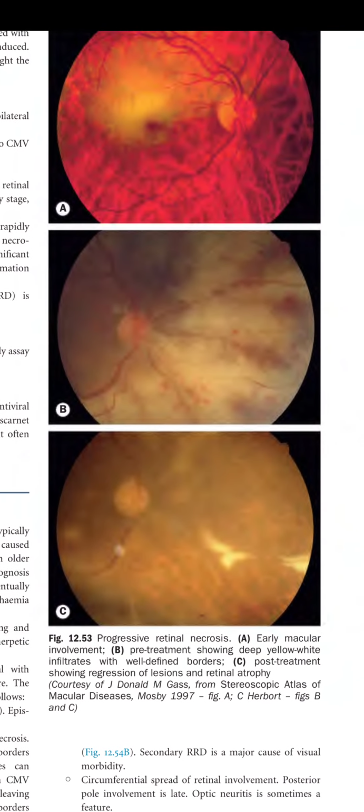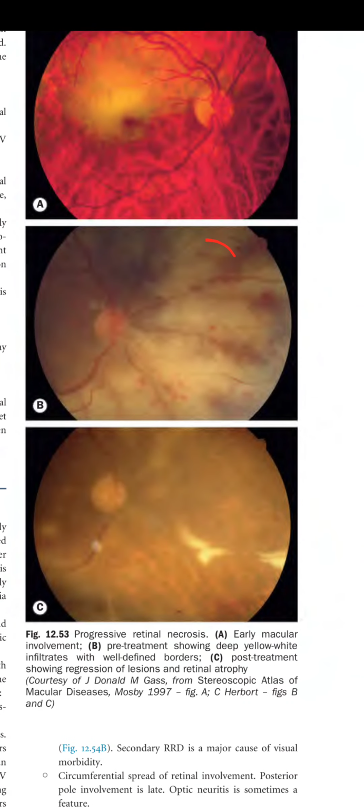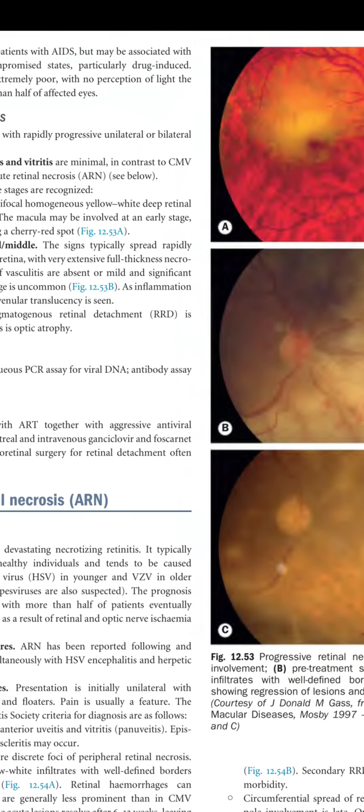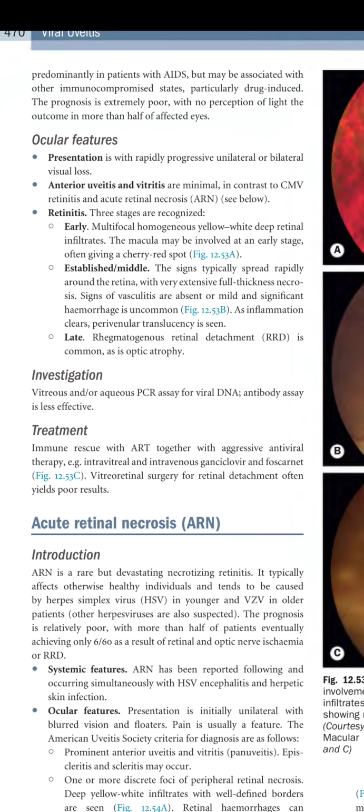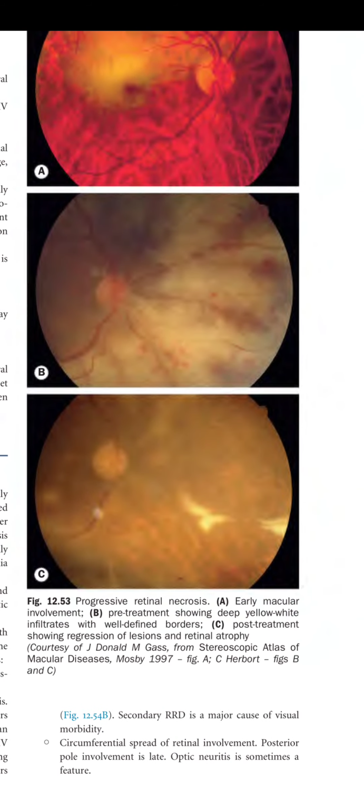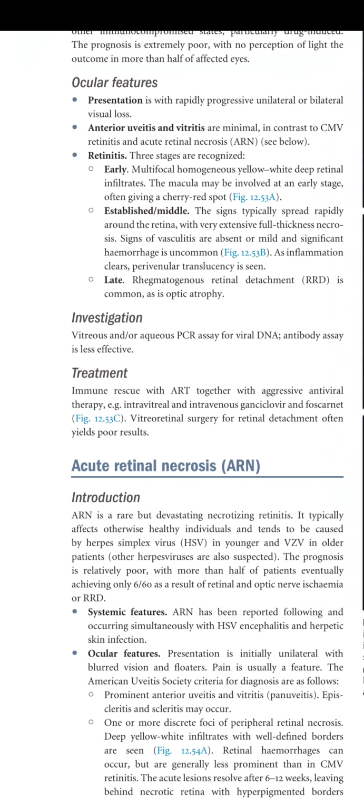So basically, in this stage, the necrosis has spread widely, and there is no hemorrhage you can see, there is no vitritis you can see, and there are no signs of vasculitis. Late stage shows rhegmatogenous retinal detachment, which is common, as is optic atrophy. So the late stage consists of optic atrophy and RRD.